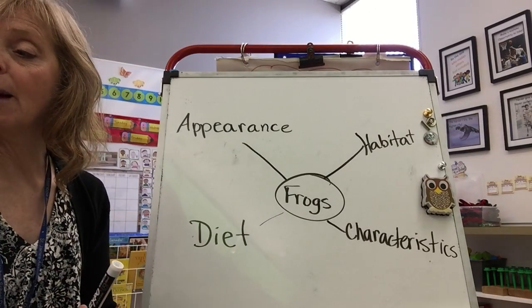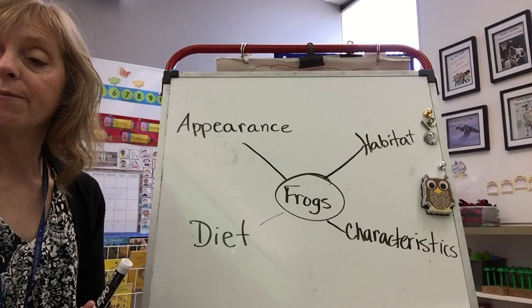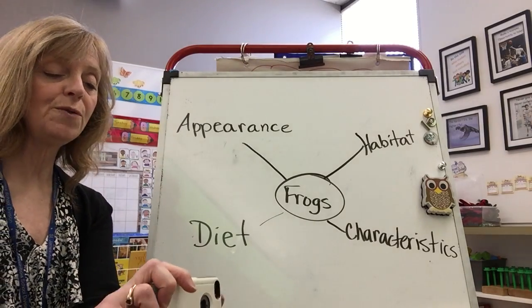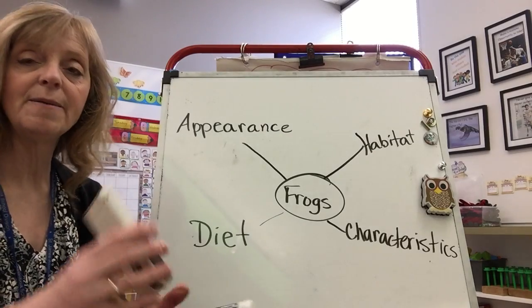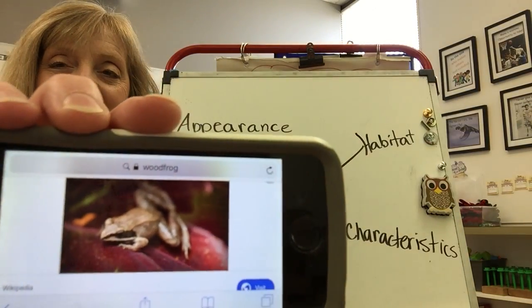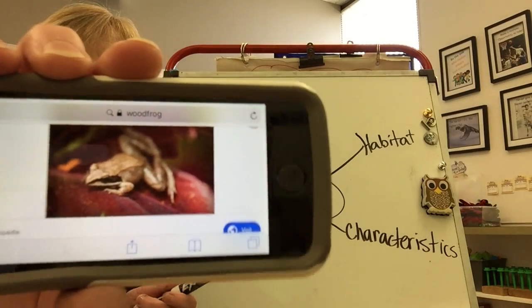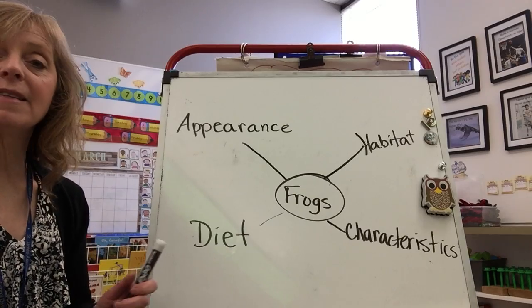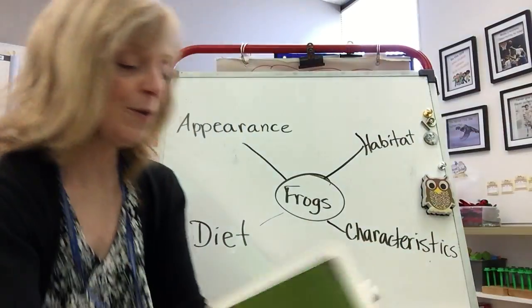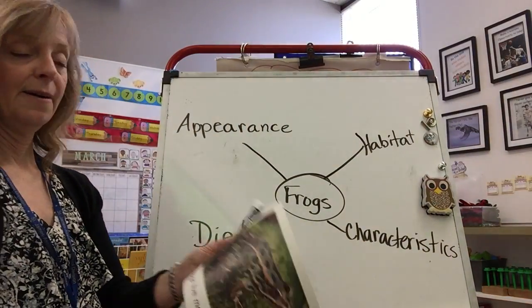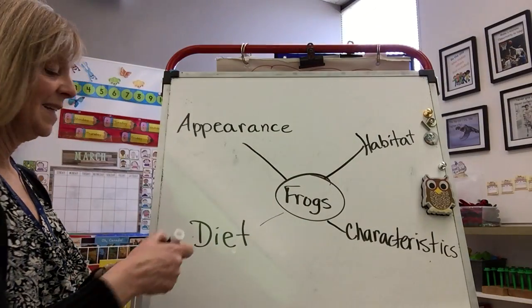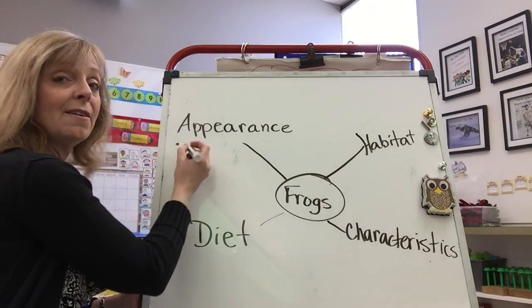Maybe you know a little bit about frogs already. I have a picture here of a wood frog. I'll see if I can get it on your screen. It's on my phone. The appearance of a wood frog is quite different than the appearance of some other frogs, like a leopard frog, appearance. So let's start with colors.